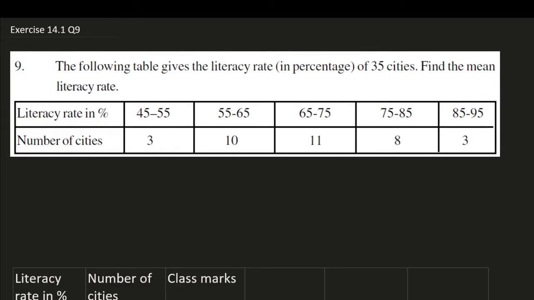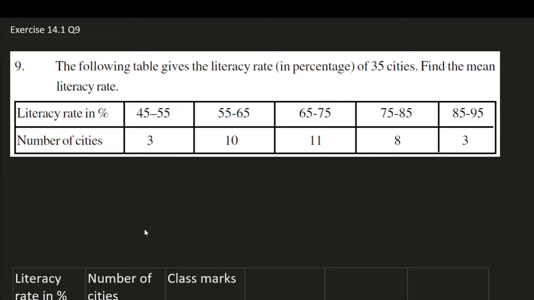Now let us see question number 9 of exercise 14.1. The following table gives the literacy rate in percentage of 35 cities. Find the mean literacy rate. Literacy rate in percent is given as class intervals. Number of cities is the frequency for different class intervals.